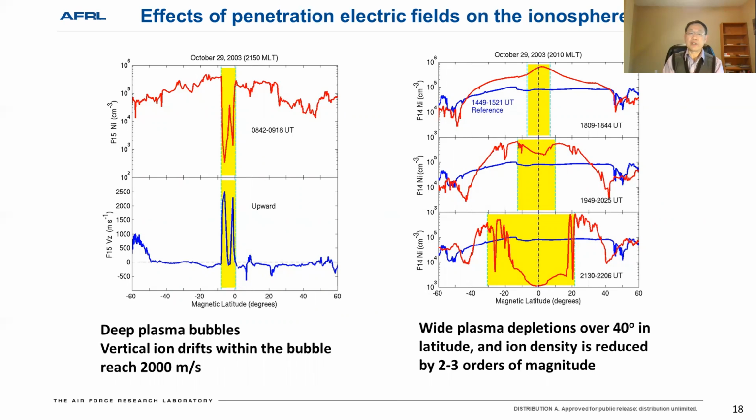The right figure shows the ion density is reduced by 2 or 3 orders of magnitude over a latitudinal range of about 40 degrees. This phenomenon is termed wide plasma depletions. These measurements show how significantly the slow-time penetration electric fields change the distribution of the equatorial ionospheric plasma.